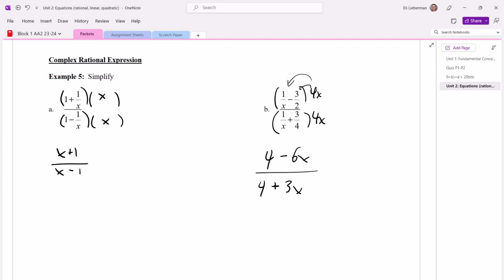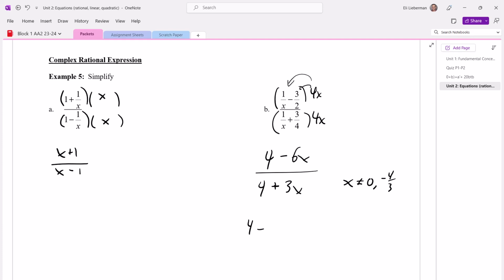Just put the exclusion. We'll say that x can't equal 0. Is that it? Yeah, any little denominator, any denominator at all, can't have a 0. Right? If you had this 1 over 0 minus 3 halves, you don't want to talk about what happens. So x can't equal 0 or negative 4/3. Is that right? Negative 4/3?